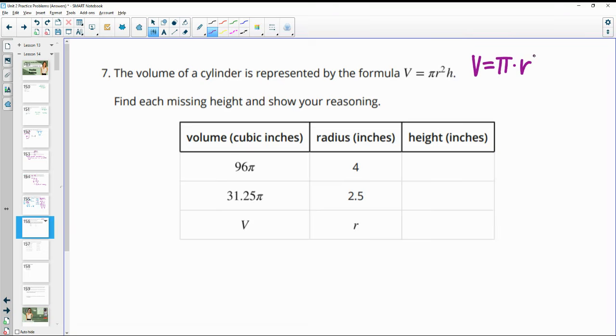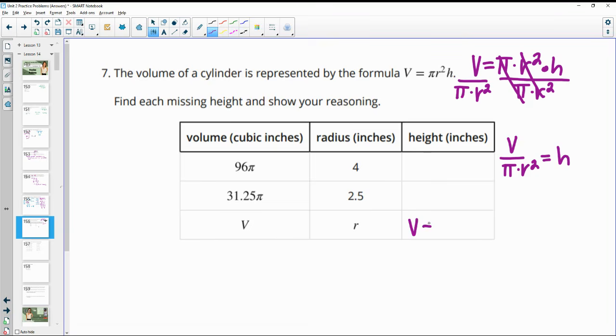So it's pi times the radius squared times the height. If we want to solve for the height, all this stuff is being multiplied, so I'm just going to divide by it. I'm going to divide both sides by pi and r squared. So then I get the volume divided by pi and r squared equals pi over pi is 1, r squared over r squared is 1, so equals h. So the height is always equal to the volume divided by both pi and the radius squared.